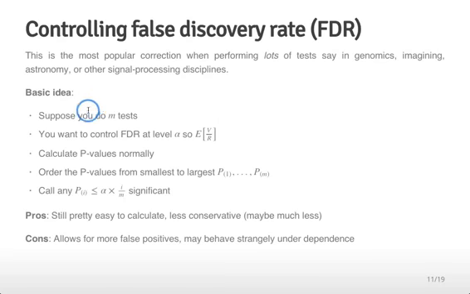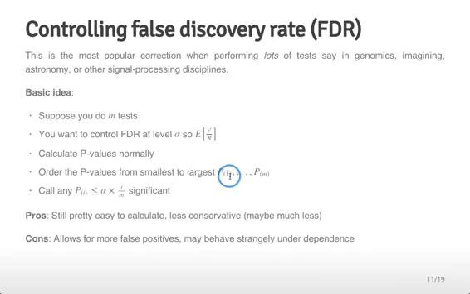So the basic idea here is, suppose you do M hypothesis tests and you want to control the false discovery rate at level alpha, so the expected number of false discoveries divided by the total number of discoveries is controlled. You can think of this as the level of noise in the results. If you have an FDR of alpha, you expect about alpha percent of the things that you're claiming to be false. So what you do is calculate the p-values normally, and then order the p-values from smallest to largest.